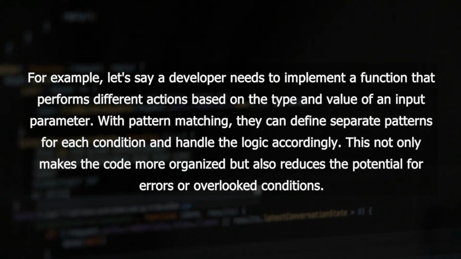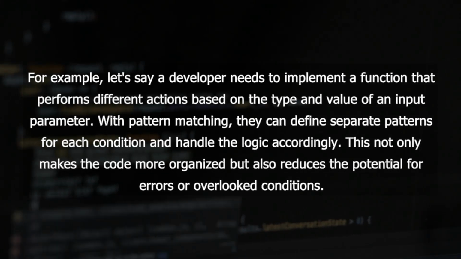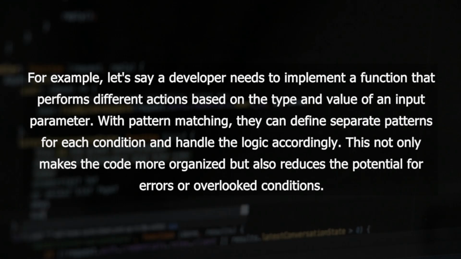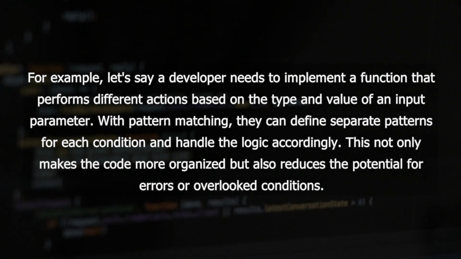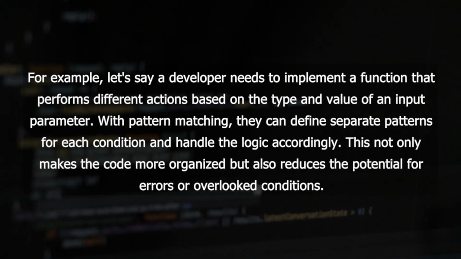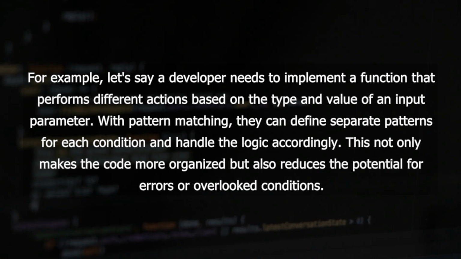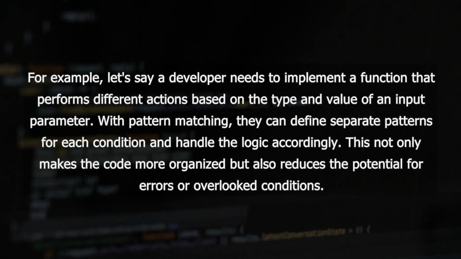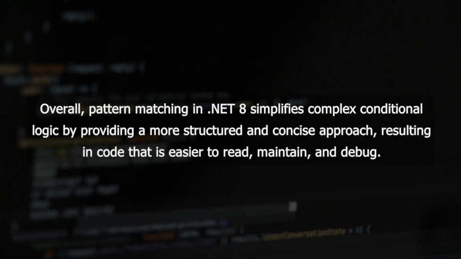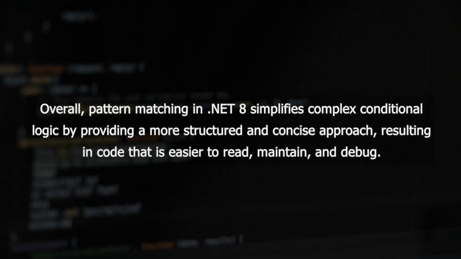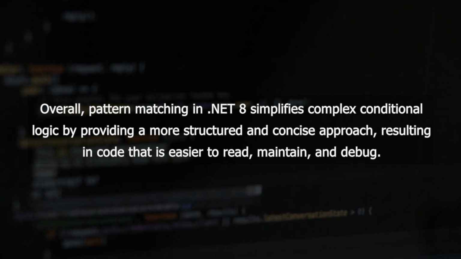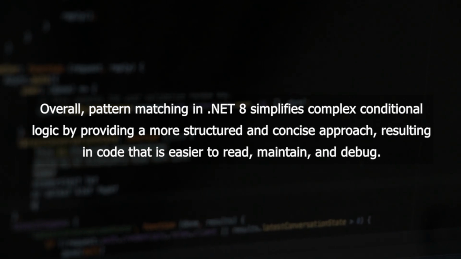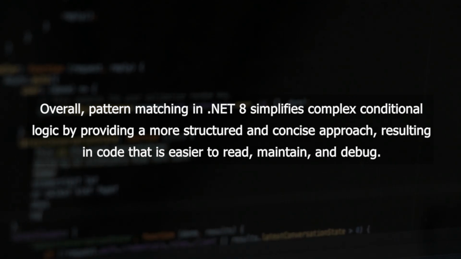For example, let's say a developer needs to implement a function that performs different actions based on the type and value of an input parameter. With pattern matching, they can define separate patterns for each condition and handle the logic accordingly. This not only makes the code more organized but also reduces the potential for errors or overlooked conditions. Overall, pattern matching in .NET 8 simplifies complex conditional logic by providing a more structured and concise approach, resulting in code that is easier to read, maintain, and debug.